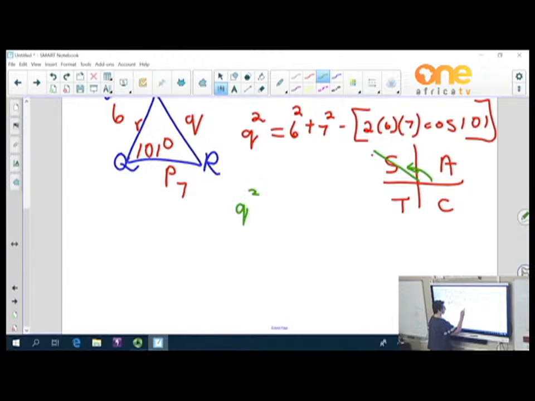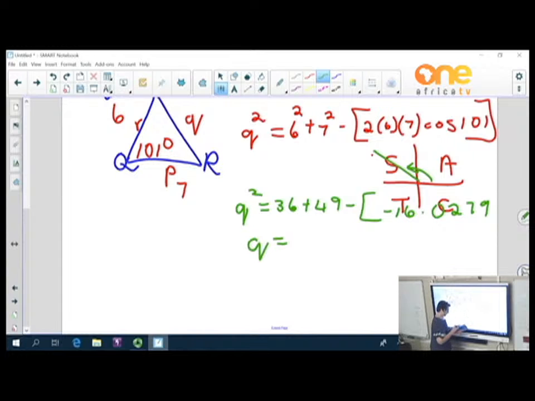So Q squared is then equal to 36 plus 49. Now let's get that value in that bracket. So it is 2 times 6 times 7 cosine 101. And I got negative 16.0279. Look at the negative. We shouldn't throw that away. This is an obtuse angle, and that makes the difference there.